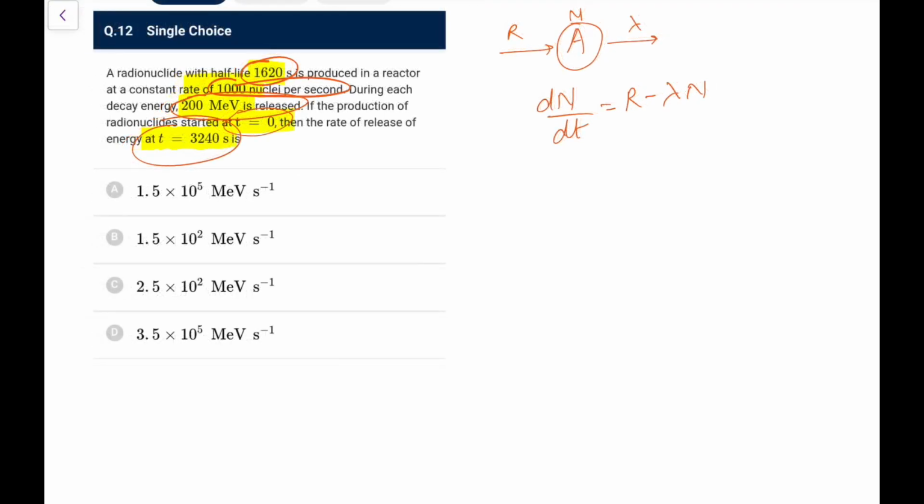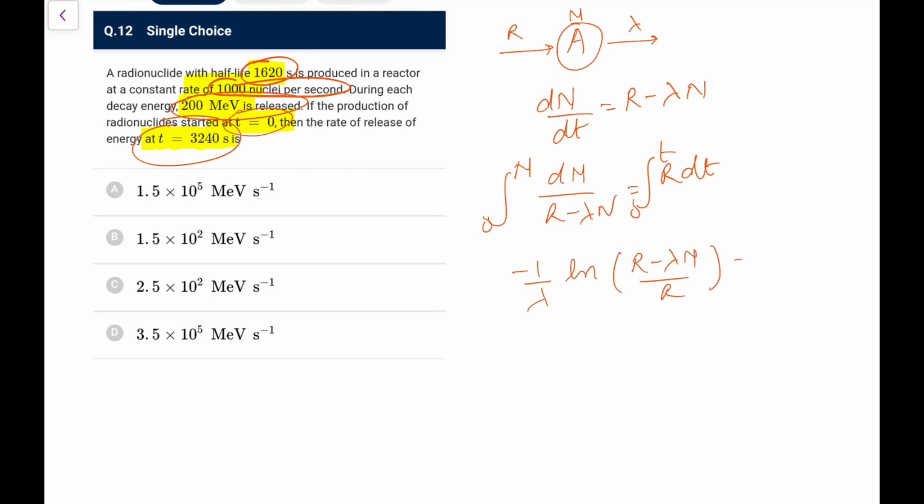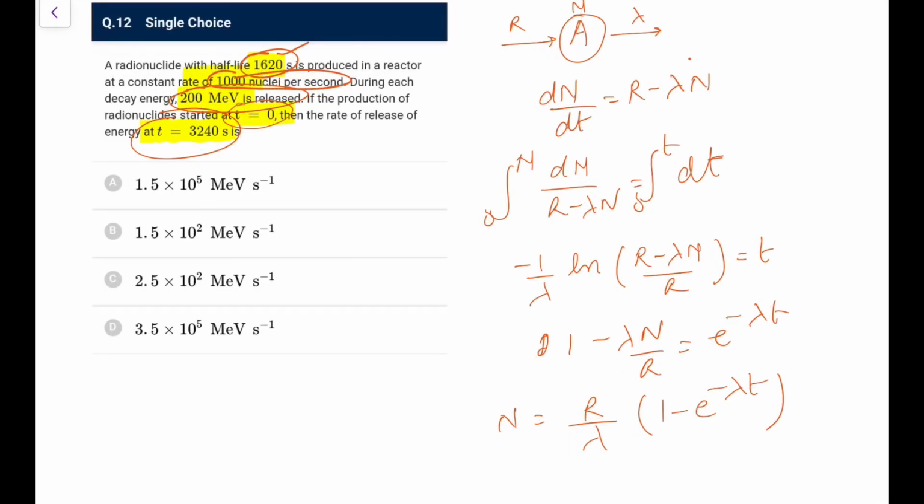You must have done something analogous to that, di by dt equal to E minus iR, in the LR circuit. So if you solve it, dN upon (R minus lambda N) equals dt, with limits 0 to t and 0 to N. If you do that integration, you will get minus 1 by lambda ln of (R minus lambda N) upon R equals t. So 1 minus lambda N by R equals e to the power minus lambda t, so N will come out to be R by lambda into (1 minus e to the power minus lambda t). Rate of decay at this moment is lambda N only.